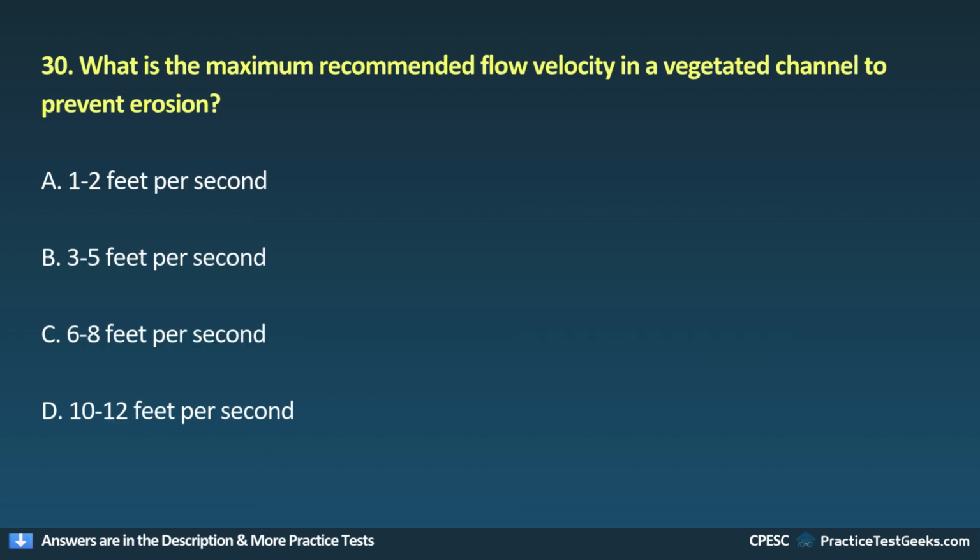30. What is the maximum recommended flow velocity in a vegetated channel to prevent erosion? A. 1 to 2 feet per second. B. 3 to 5 feet per second. C. 6 to 8 feet per second. D. 10 to 12 feet per second.